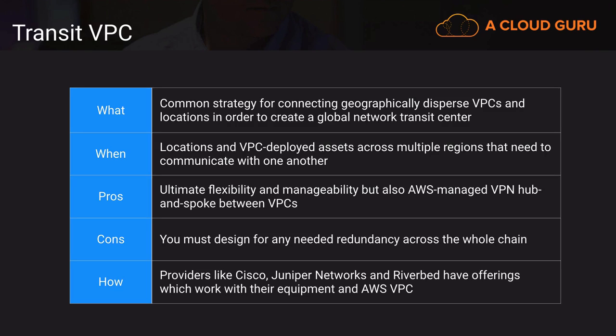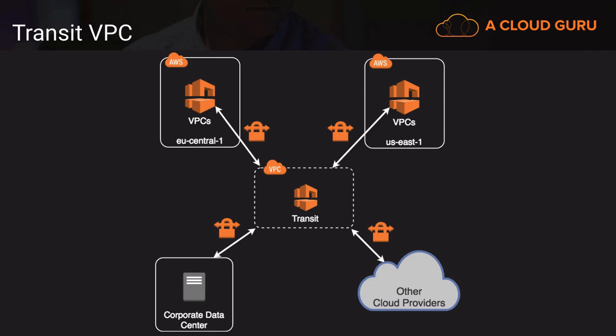Now, providers like Cisco, Juniper Networks, Riverbed, they have offerings that work specifically with their equipment and this concept of a transit VPC on AWS. And here's what a transit VPC might look like. You can see it's just a hub. It's very similar to maybe a public transportation transit center where all the buses or trains come to one point, and that's where travelers can get off one bus, get on another train, and so forth. And you can see we've also included here other cloud providers. So if your company is connected with AWS, but is also a Microsoft Azure customer, for example, this is a way where you can connect those two resources and have secure access.